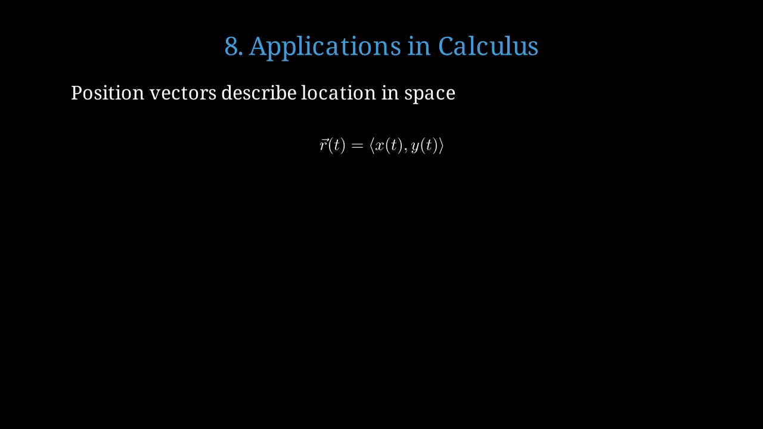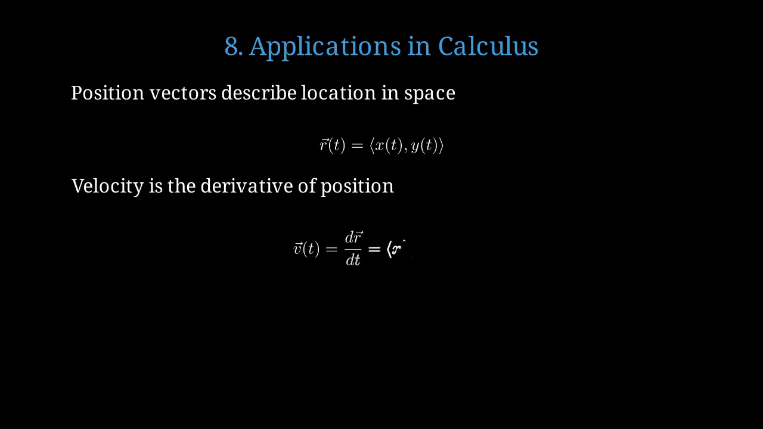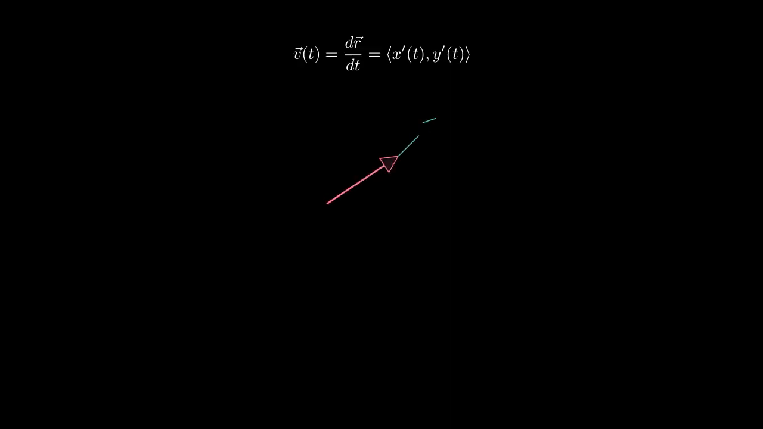Vectors are essential in multivariable calculus for describing curves, surfaces, and motion. Position vectors describe the location of a point in space relative to the origin. A position vector as a function of time describes the path of a moving object. The velocity vector is found by taking the derivative of the position vector with respect to time. So velocity equals the derivative of position, with each component differentiated separately. The position vector points to where the object is, while the velocity vector shows which way it's moving.